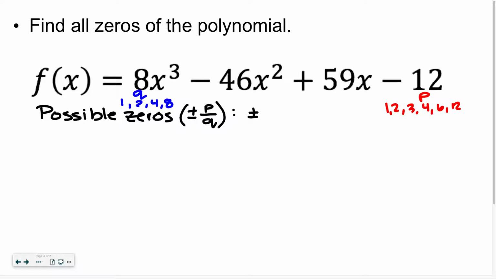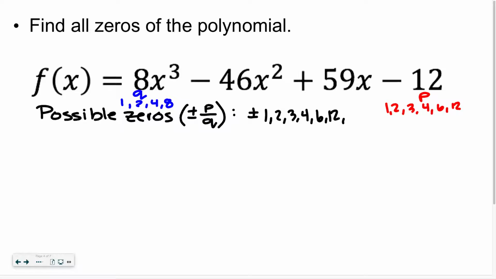So then I just do all the p's over all the q's, okay, and only write down new answers, like new possible zeros. So all of these red numbers, 1, 2, 3, 4, 6, 12, over 1 are just going to be themselves. So we'll have on the list plus or minus 1, 2, 3, 4, 6, 12. Right? And then I double check, I take all the red numbers, 1, 2, 3, 4, 6, 12, and I put them over the next q, which is 2.